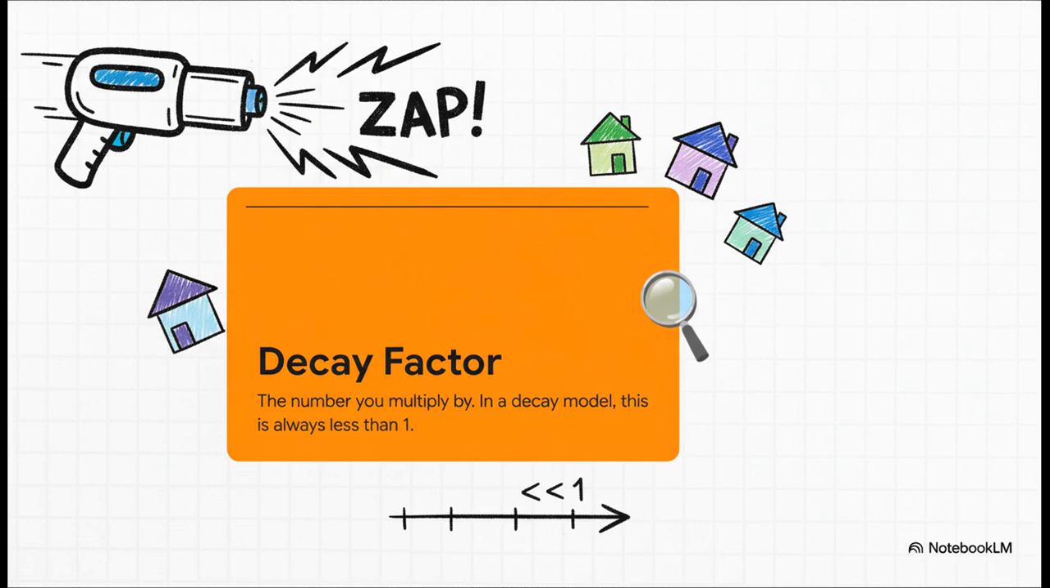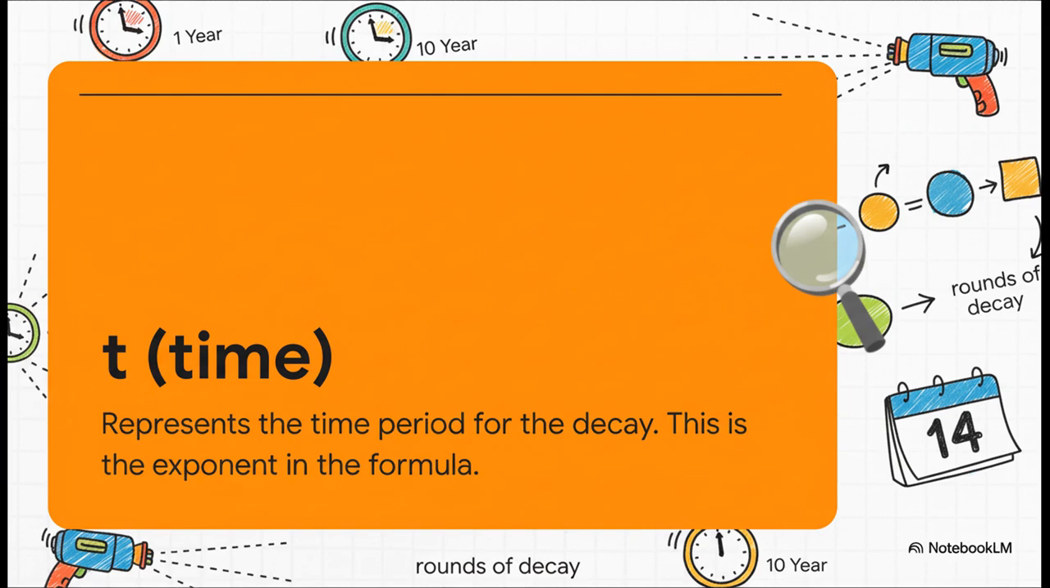Every time you use it, whatever you started with gets a little bit smaller. And here's the key. Since we're making things shrink, this number will always be less than 1. Makes sense, right? And finally, there's T. T is just for time, but really it just tells us how many times we get to fire that shrink ray. If we're talking about 1 year, you fire it once. 10 years, you fire it 10 times. It's just the number of times the decay happens.